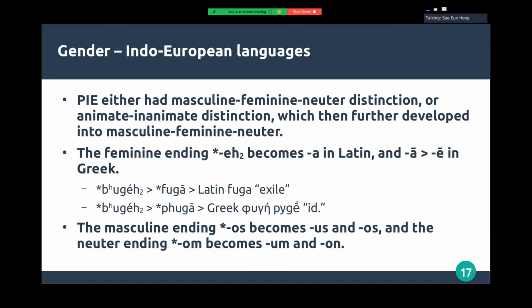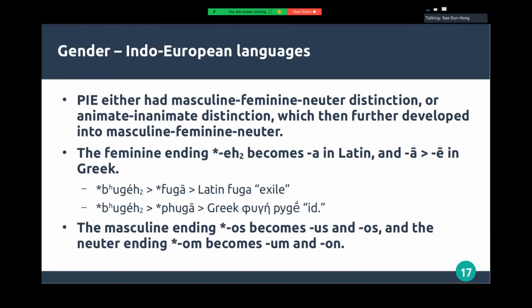And the feminine ending, well, becomes just an ā in Latin. And in Greek, it becomes a long ā, then it changes to ē in most cases in Attic Greek and in further descendants, or later descendants of Greek, like modern Greek or Byzantine Greek. So the word here we have is the abstract feminine derivative of the stem meaning to flee, to run away. And it becomes fuga, which means exile in Latin. And it becomes phugē with the long ē, which means the same in Greek.